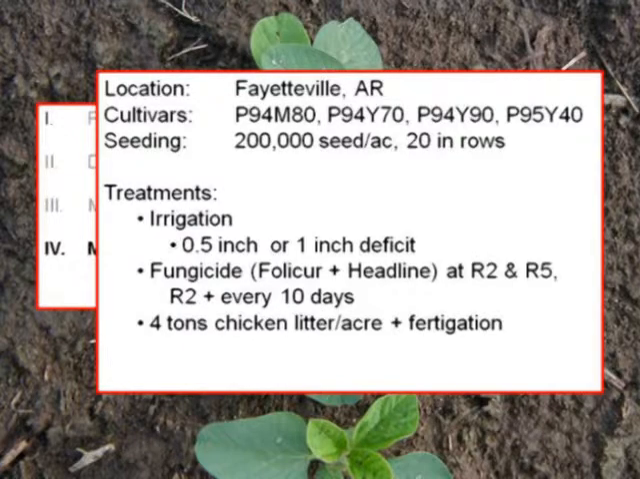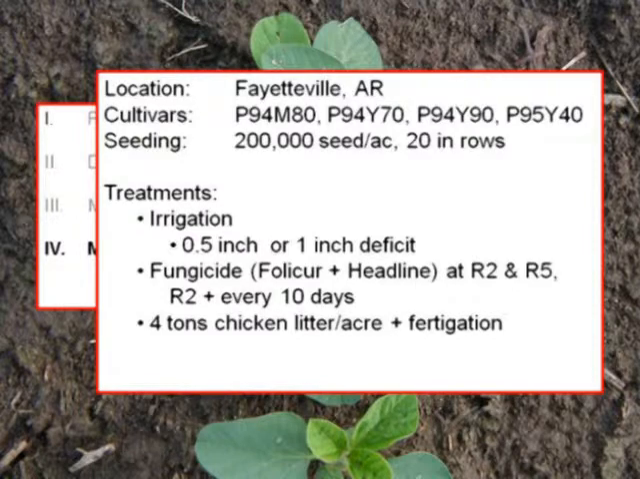So this experiment has been done in Fayetteville. We're about 90 miles from Mr. Cullors' farm. So the environment, the weather conditions are very similar to what he has. We've used some of the same Pioneer cultivars that Mr. Cullors has used on his farm in his contest field. Our seeding rate's fairly similar, 200,000 seed per acre.